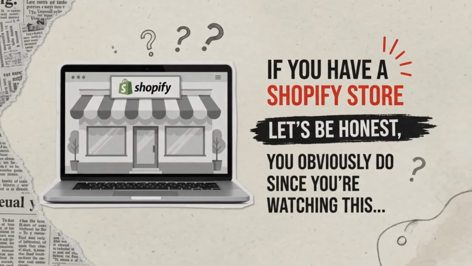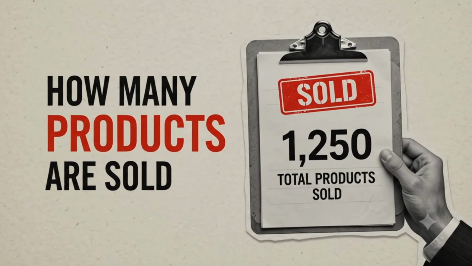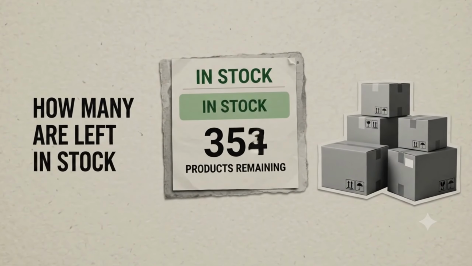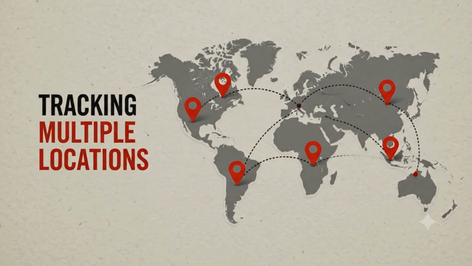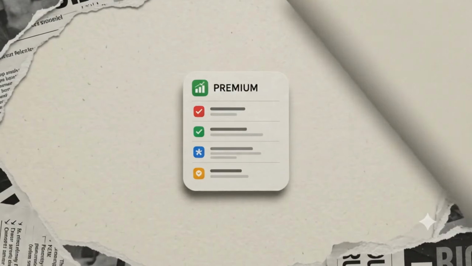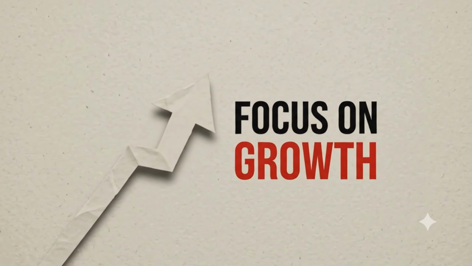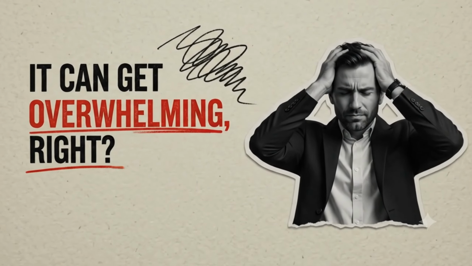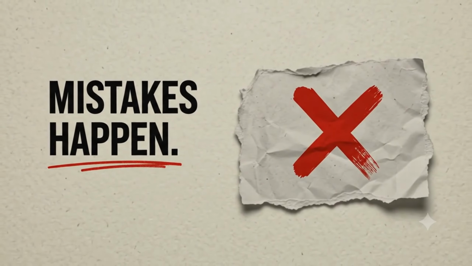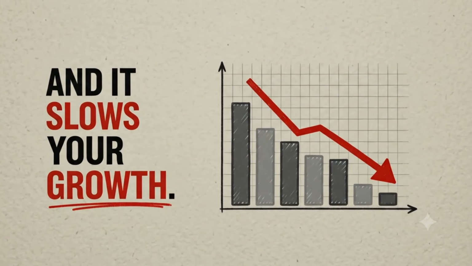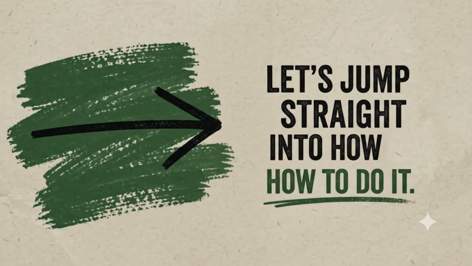If you have a Shopify store, and let's be honest, you obviously do since you're watching this, you've faced inventory headaches at some point. How many products are sold? How many are left in stock? Managing suppliers? Tracking multiple locations? It can get overwhelming, right? Manual tracking takes time. Mistakes happen. And it slows your growth. But all of this can now be handled by just one single app, freeing you up to focus entirely on marketing and everything else that actually grows your sales. So without wasting any more time, let's jump straight into how to do it.